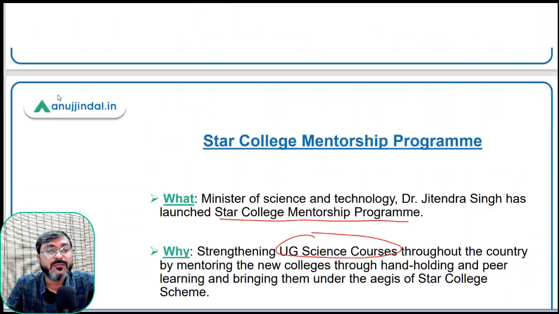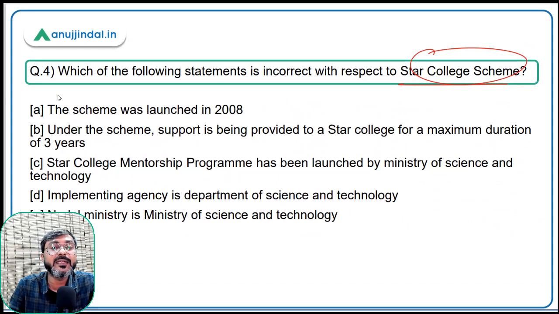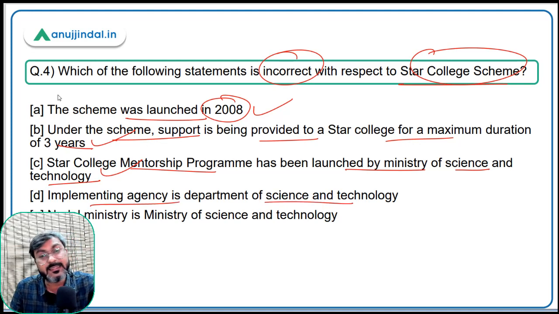So this was about this question. And Star College scheme mein aapko incorrect statement identify karna hai. The scheme was launched in 2008, absolutely correct. Under the scheme, the support is being provided to a star marked college for a maximum duration of 3 years, correct. Star College mentorship program has been launched by the Ministry of Science and Technology, it is also correct. Implementing agency is Department of Science and Technology. No, this is not Department of Science and Technology, that's Department of Biotechnology. So the correct answer will be what? Option D.